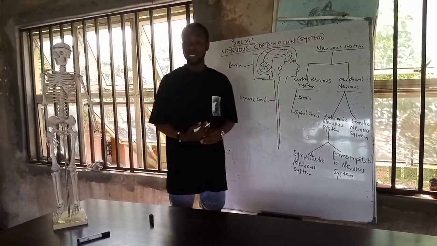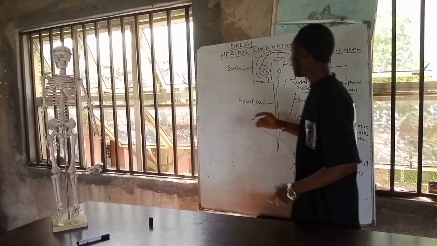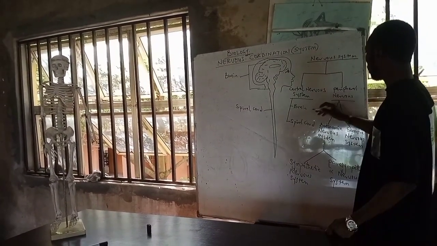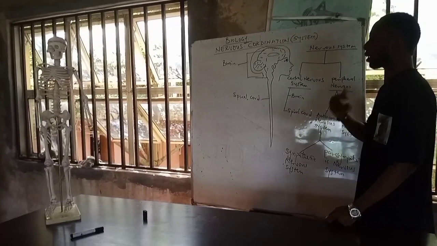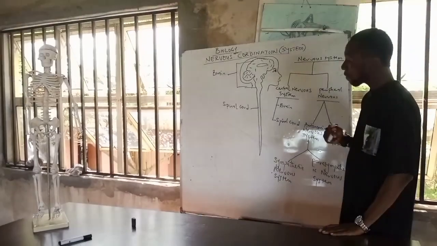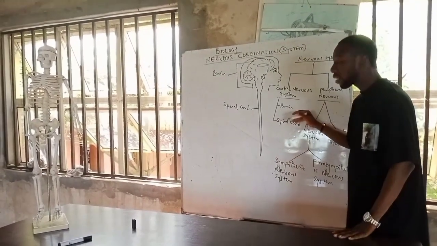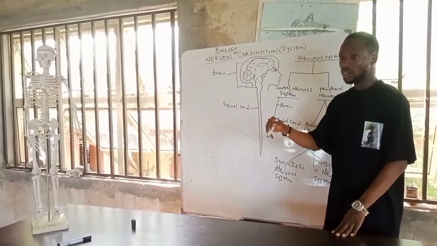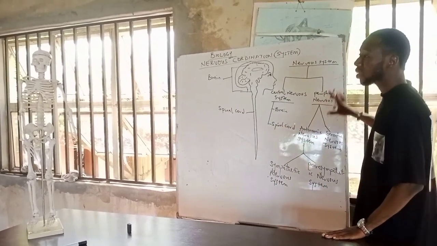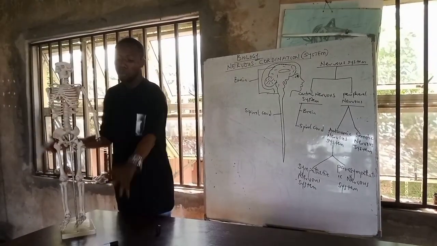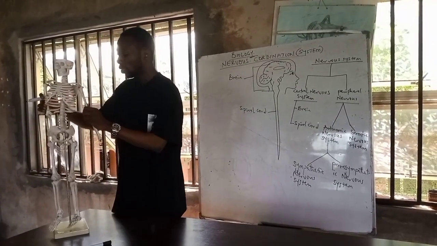This is the chart of the nervous system: the central nervous system and the peripheral nervous system. In the central nervous system here we have the brain and the spinal cord, the ones I showed you here. Then here we have the peripheral nervous system. The peripheral nervous system is found at the peripheral part of the body. Please let me know that, okay?